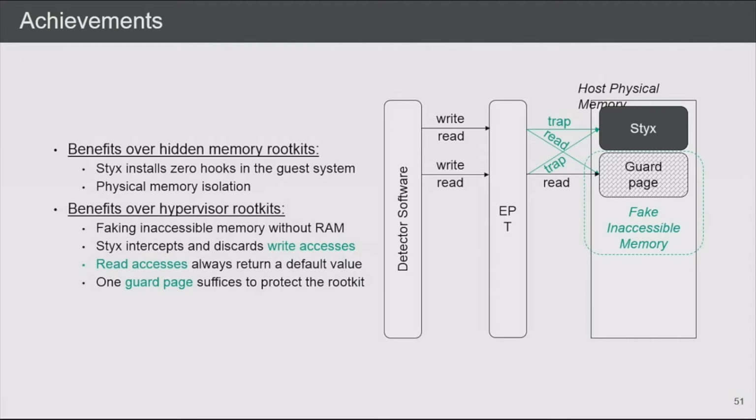But also, we have benefits over hypervisor rootkits, which was achieved by faking inaccessible memory without any RAM. So the detection mechanism I've explained in the beginning of this talk is not working anymore, since we're intercepting and discarding write accesses as well as redirecting read accesses to the guard page, which contains the default value that would have been read if we just try to read from areas that are not backed by RAM. So, in conclusion, only one 4 kilobyte guard page suffices to protect our entire rootkit.